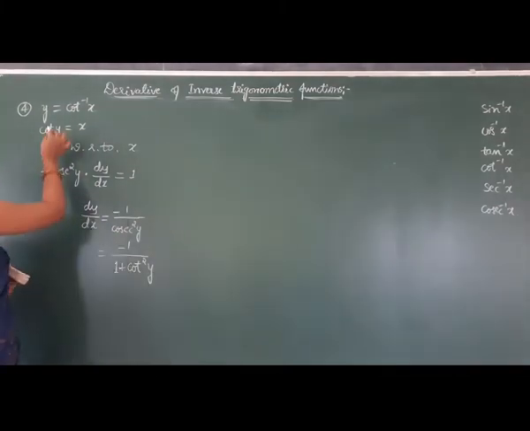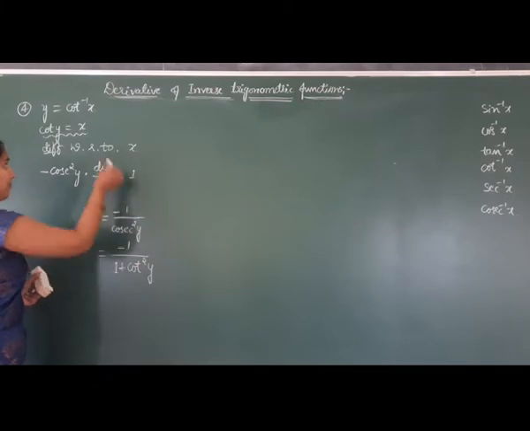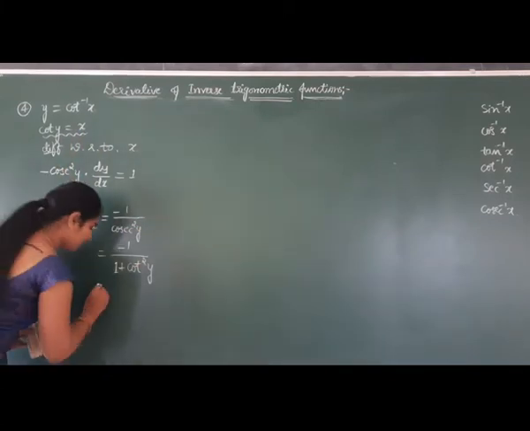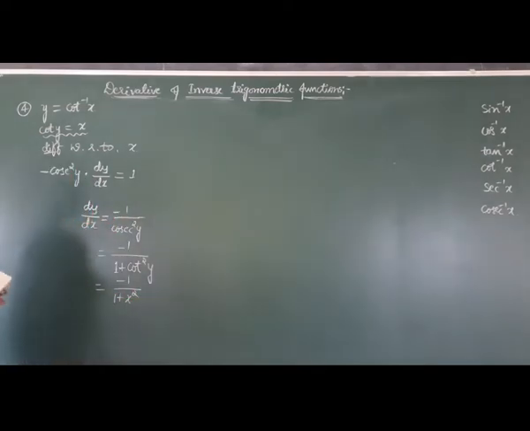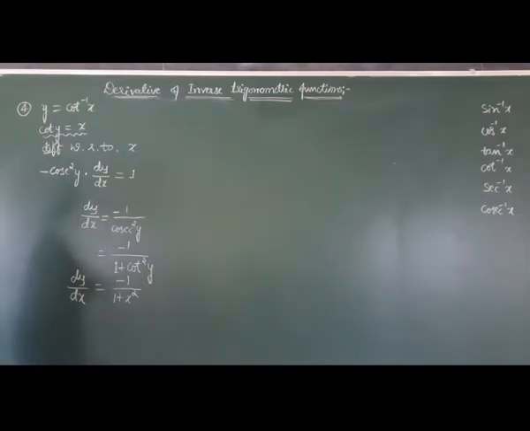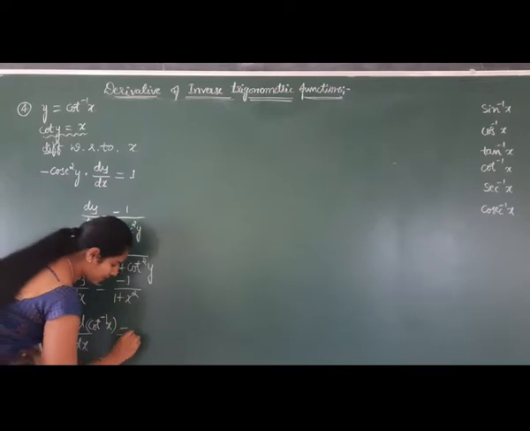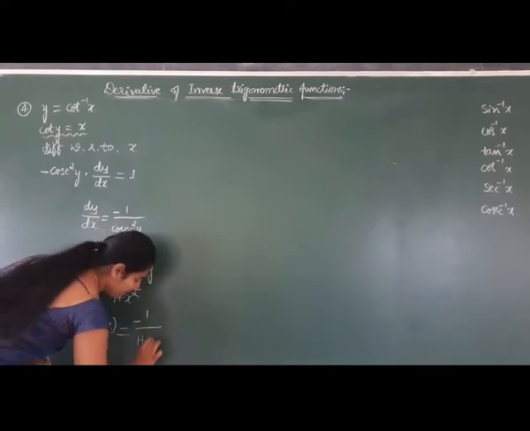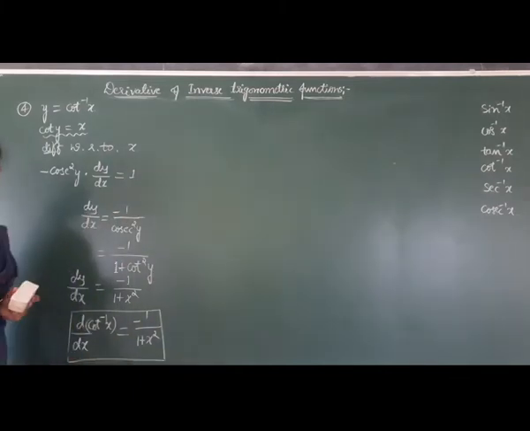So again, what is cot y here? x, right? So now I will replace cot y by x. So this is equal to minus 1 divided by 1 plus x square. That is, the derivative of cot inverse x with respect to x is equal to minus 1 divided by 1 plus x square.